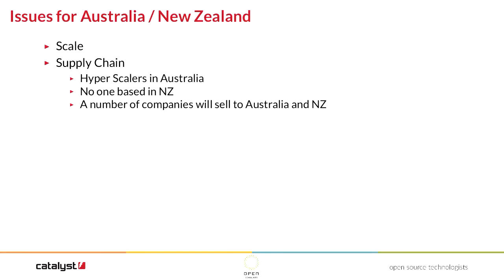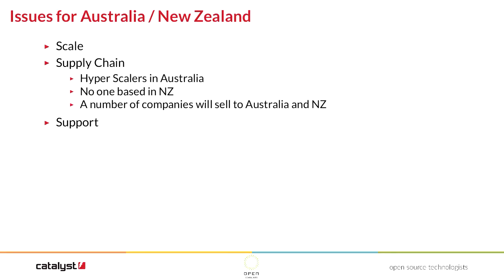But since I started looking into this, in the past 6 months or so, we've started getting more options. There are now hyperscalers in Australia. There's no one based in New Zealand that's doing this, though. Fortunately, people like Hyperscaler will actually ship to New Zealand. That's pretty cool. And there are other people like Penguin Computing who will ship to New Zealand, but they don't have the support there yet. That support is an issue as well.